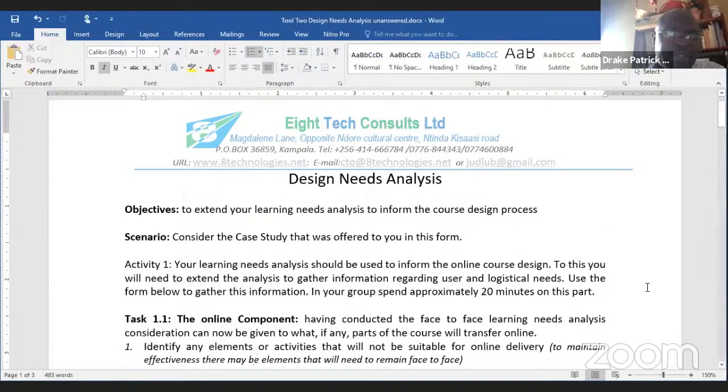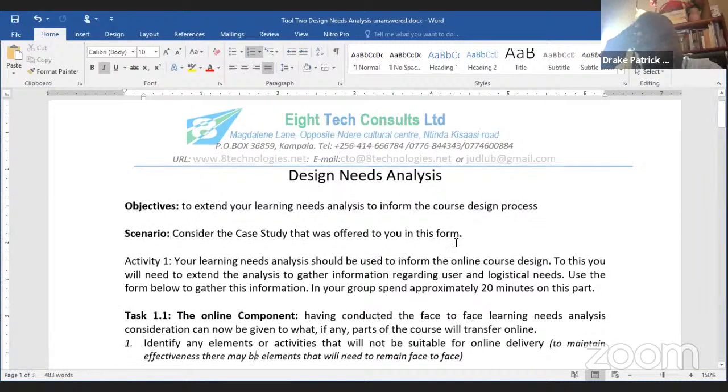So Fiona, scroll down, task 1. Scroll down, Fiona.